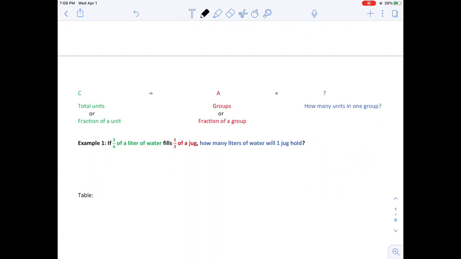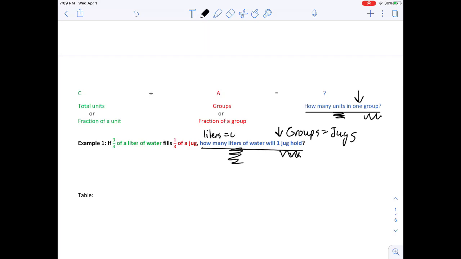I've color-coded it, and let's talk about how I knew. So the question, how many liters of water will 1 jug hold? We're looking at the structure here for the how many in one group problems. I'm going to key in on the number 1 jug, 1 group, jug. So my groups are going to be the jugs. How many units? How many liters? So my liters are going to be the units.